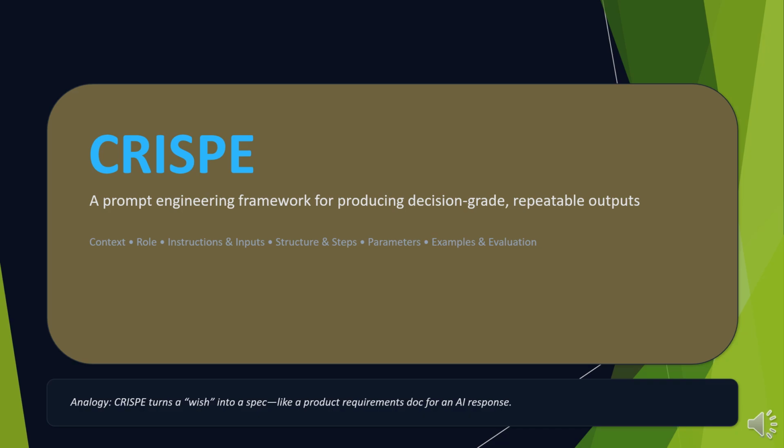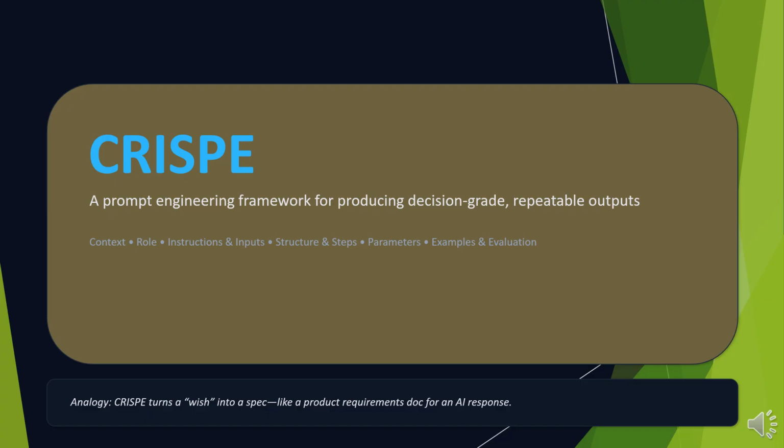Today, we will walk through CRISPE, a structured way to write prompts that behave like specifications. The goal is not to find magic words, but to consistently produce outputs that are usable, auditable, and aligned to your constraints. A helpful analogy is a requirements document. If you hand a team a vague request like build something modern, you get a lot of interpretation and rework. CRISPE provides the model with a requirement-style brief, ensuring predictable, repeatable output.